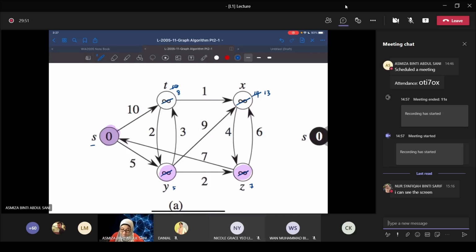Same again, we're going to consider which node to process. So we have 8 and 13. So we're going to choose node T.